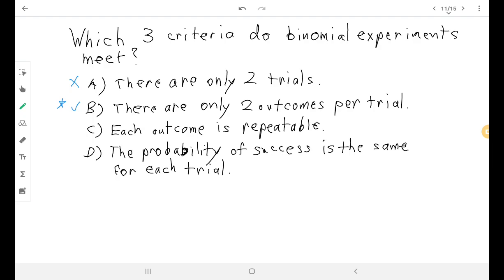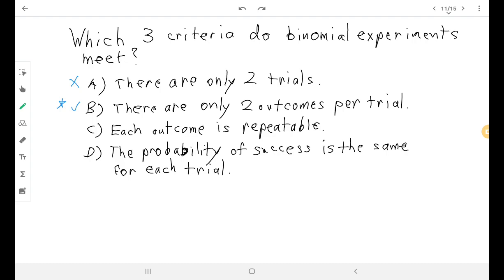Each outcome is repeatable. Depends on what you mean by repeatable. I mean, you could certainly get either outcome each time, but that doesn't necessarily mean that every set of trials is going to be the same, that sort of thing. So I'm going to not choose that. It does say three criteria, but I'm going to not choose that one for right now.